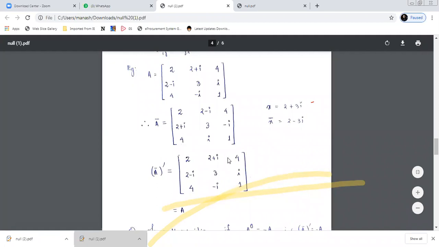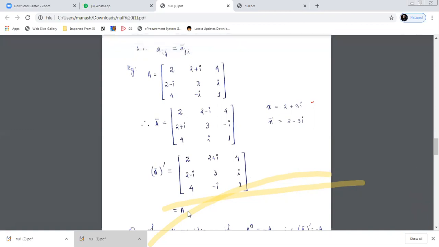Now you compare this one with A. A bar whole dash, compare with A. See, both matrices are same. That means what you got? A bar whole dash equal to A. Okay, so this matrix is called what? Hermitian matrix.